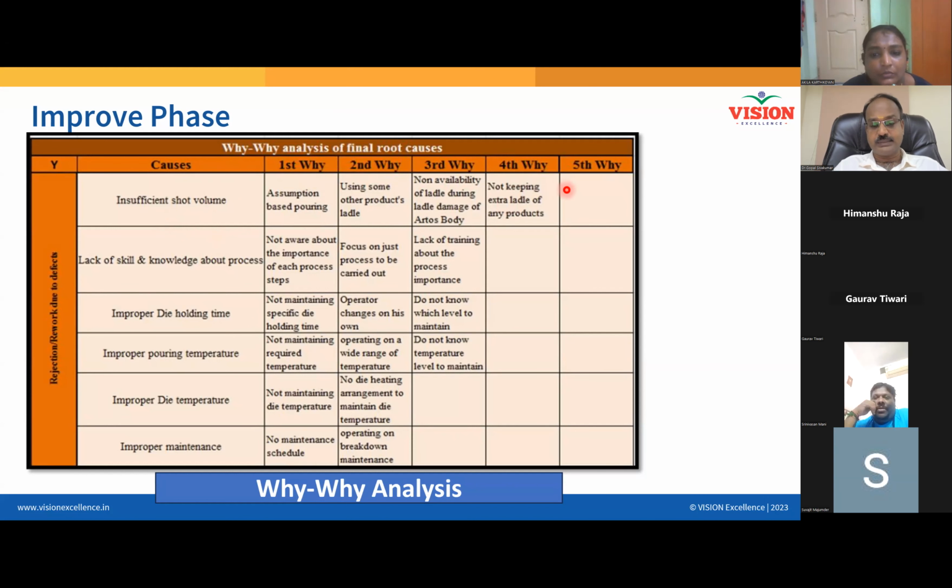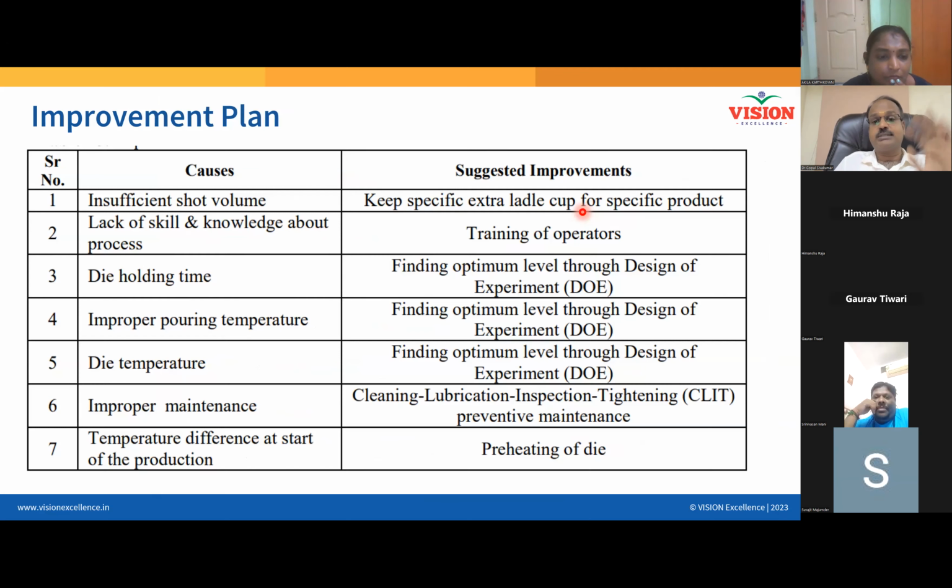Now, what will be the solution for this problem? Extra ladles. We must provide them. So this is the power of why-why analysis. Sometimes the solution becomes obvious if you perform why-why analysis. So almost the root cause as well as the solution is understood. In this manner, why-why analysis is performed for all these significant factors, and improvements are suggested. This is a kind of brainstorming, you see here.